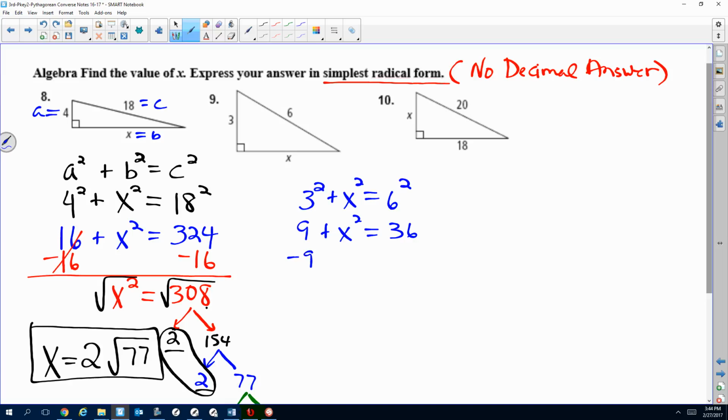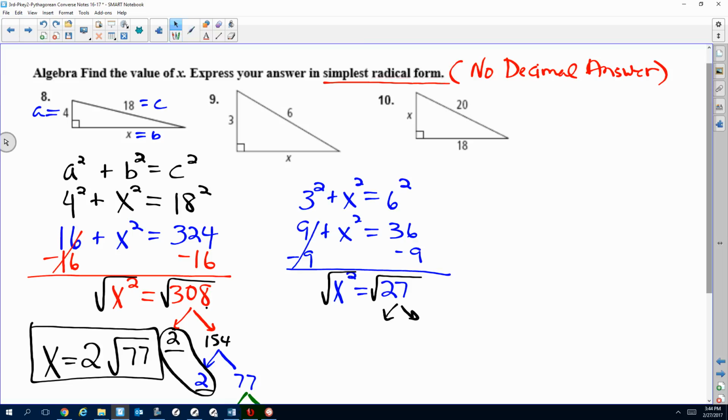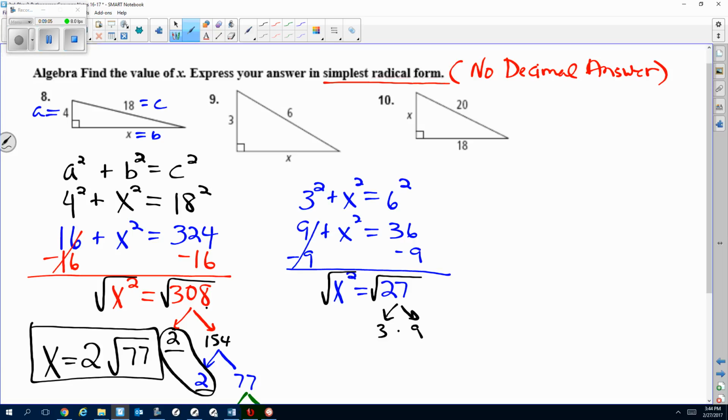Exactly, if you said minus 9 to both sides, we get x squared equals 27. And now you need to take the square root. So if you need to, come up with your factors of 27. Exactly, if you said 3 and 9. Well, I can't break down 3 anymore. That's just 1 in itself. But I can break down the 9 some more to 3 and 3.